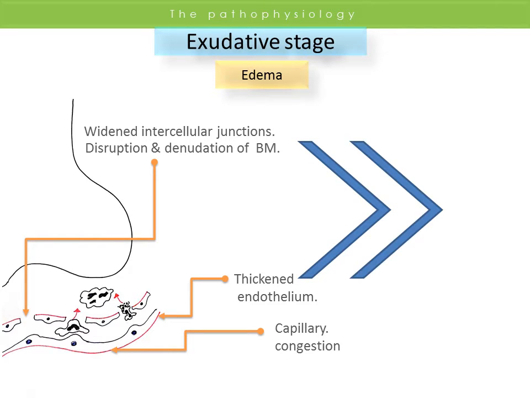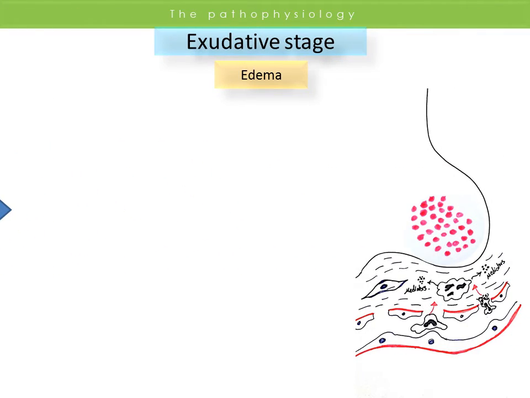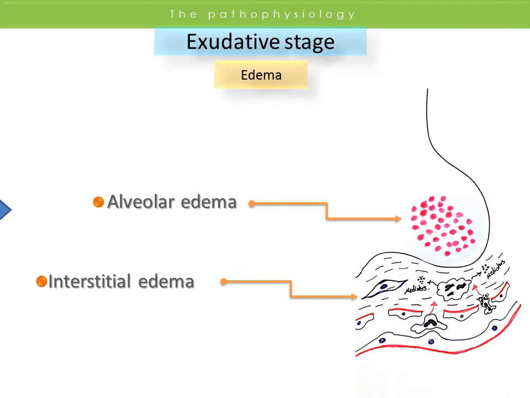the basement membrane. All these changes lead to leakage of proteinaceous fluid from the capillaries into the interstitium and into the alveoli through both denudated and disrupted basement membranes of both the alveoli and capillaries. Finally, the result will be both alveolar edema and interstitial edema.